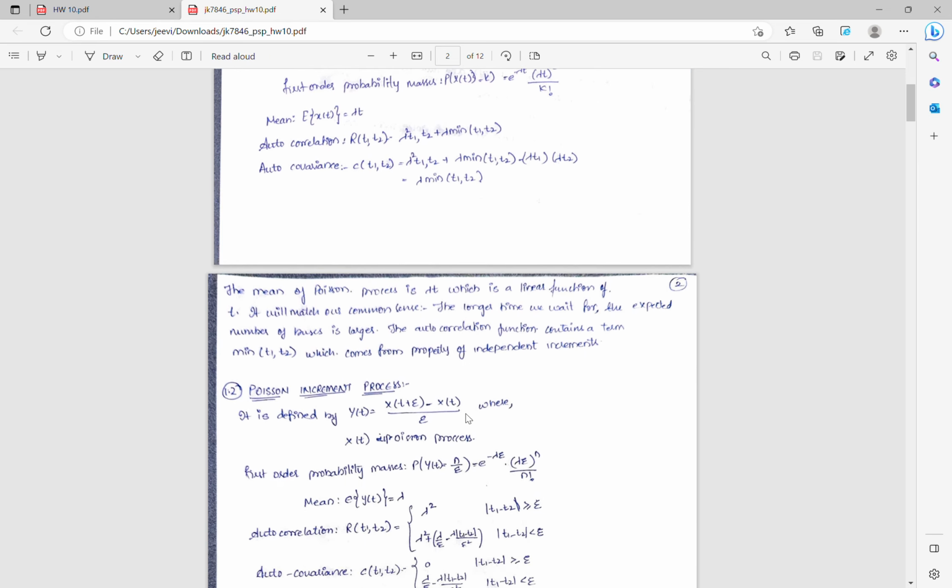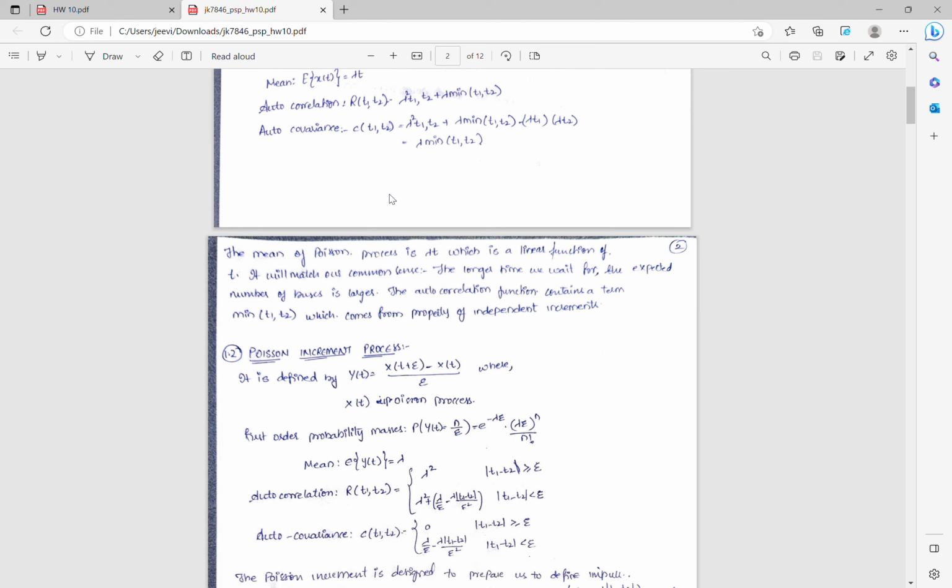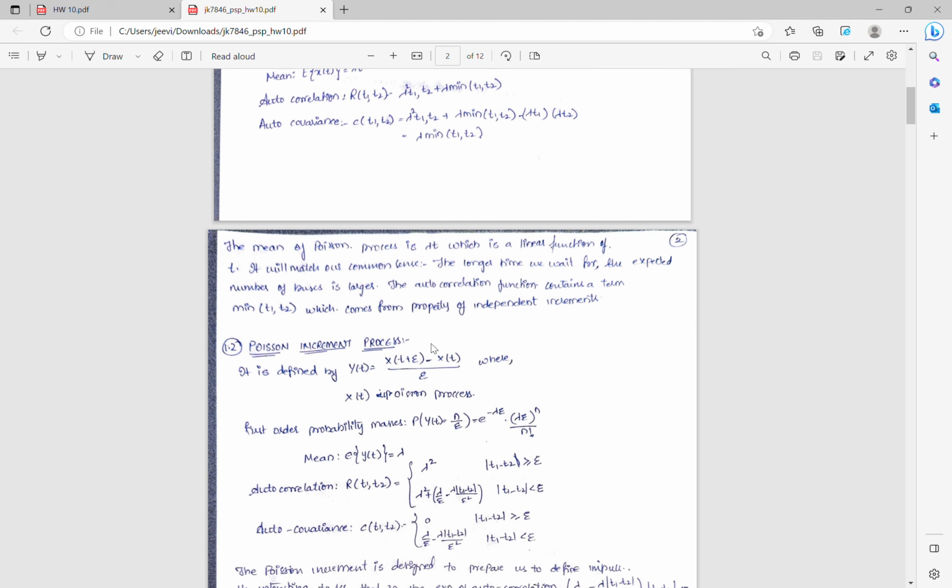We know that the mean is lambda t, which is a linear function of t. Therefore, in our common sense, the longer we wait, the larger the expected number of buses. The autocorrelation function contains a term min(t1, t2), which comes from the property of independent increments.